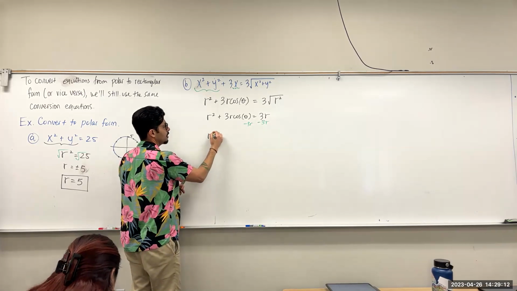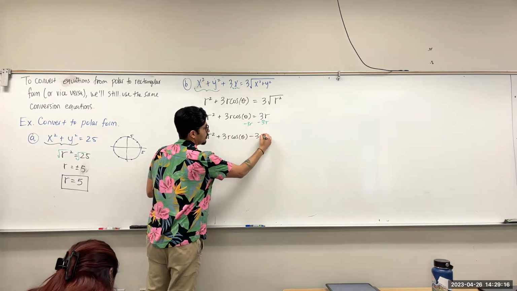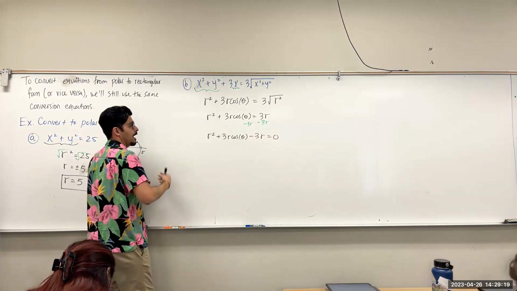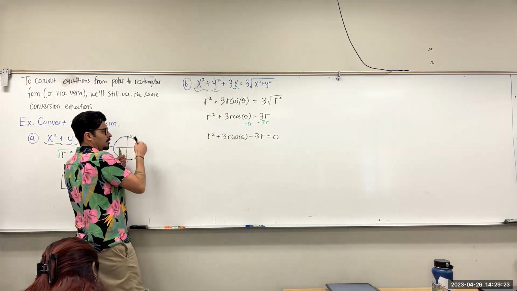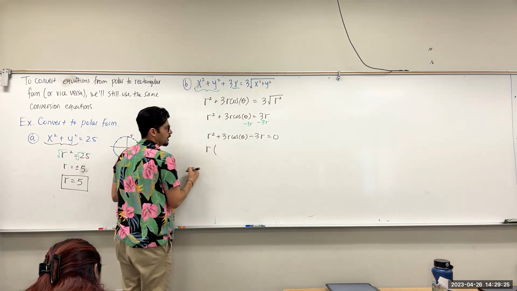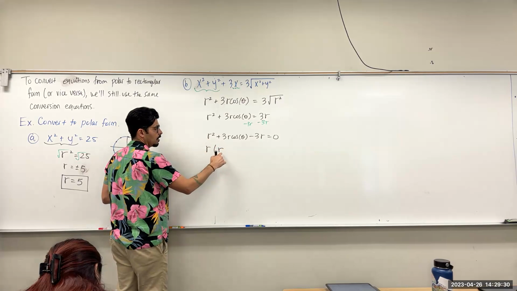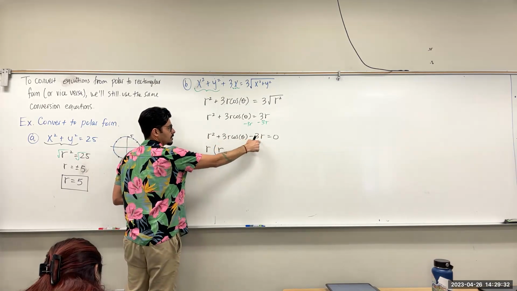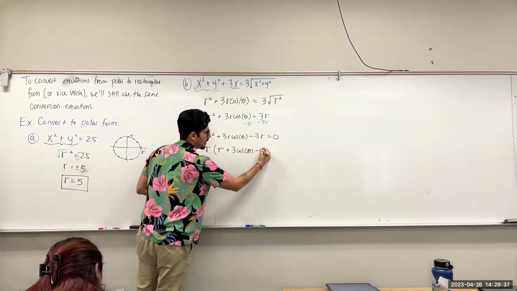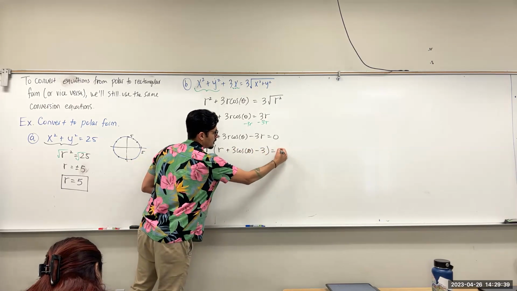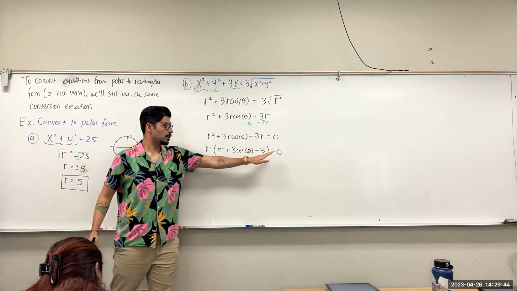So then I'm going to end up with r squared plus 3r cosine theta minus 3r. And everything has an r, so factor it out. Let me go slow here. That's going to turn into an r. This r is gone and that r is gone. Cosine theta minus 3. And I factored this times this whole thing equals 0.